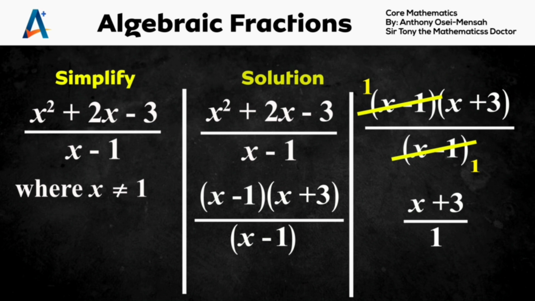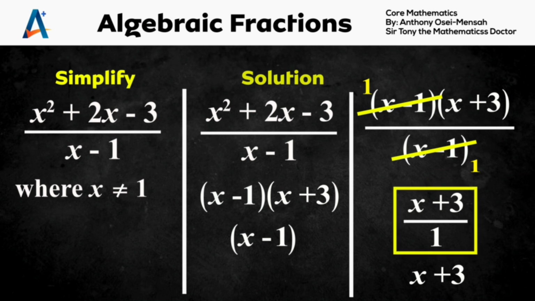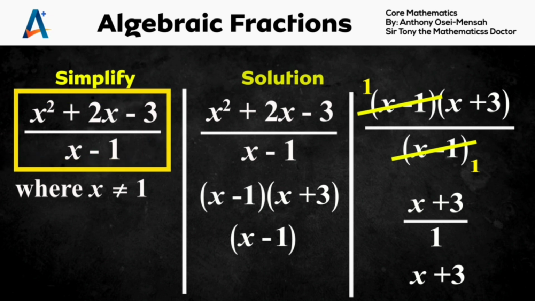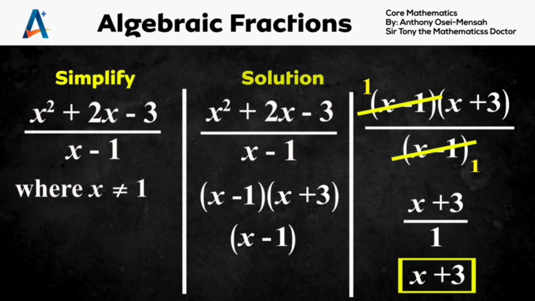all divided by 1. The reason is the numerator will be left with 1 times x plus 3, which is still x plus 3. And the denominator will be left with 1. That is why we have x plus 3 at the numerator and 1 at the denominator. So the final answer will be x plus 3. Since x plus 3 over 1 is still x plus 3, any expression or any number divided by 1 is still the same number. So if you simplify the entire question, x squared plus 2x minus 3 all over x minus 1, you will get x plus 3.